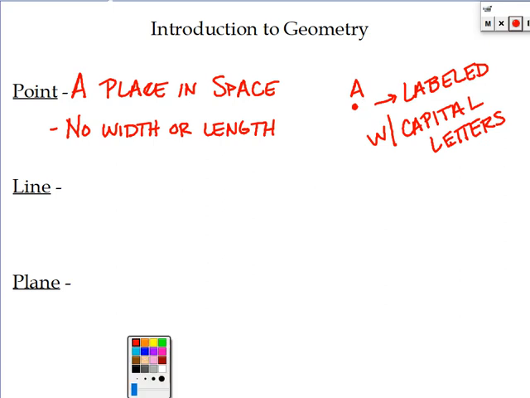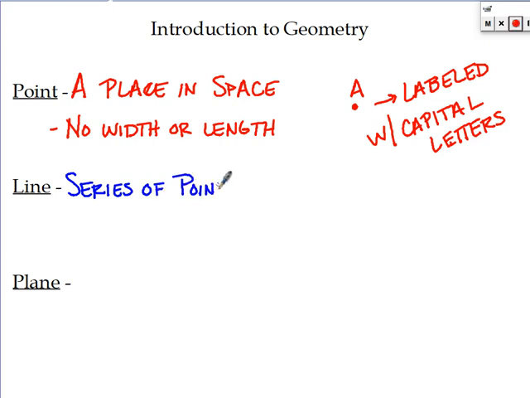Now, a line is just a series of points. So if I were to take an infinite number of points, if I were to take point A, B, C, D, E, F, G, and keep going, that's eventually going to make a line. So on that line, there's an infinite number of points. I can put as many points as I want on there. Let's say I put points B, C, and D. But again, there's an infinite number there. I can put as many points on that line as I want.